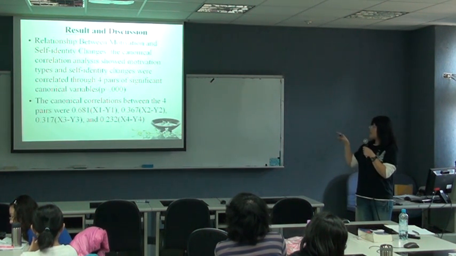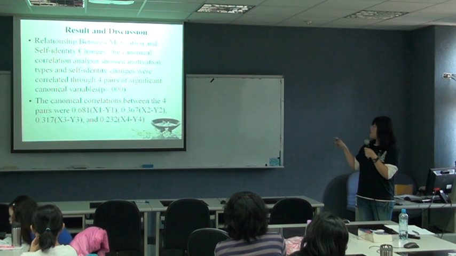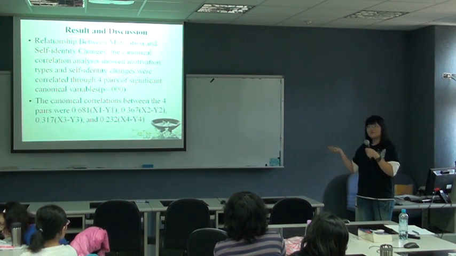0.681 is x1 and y1, and 0.367 is x2 and y2, and 0.317 is x3 versus y3. And the last one, 0.232, is x4 to y4. Okay, you might wonder, what is x, what is y?